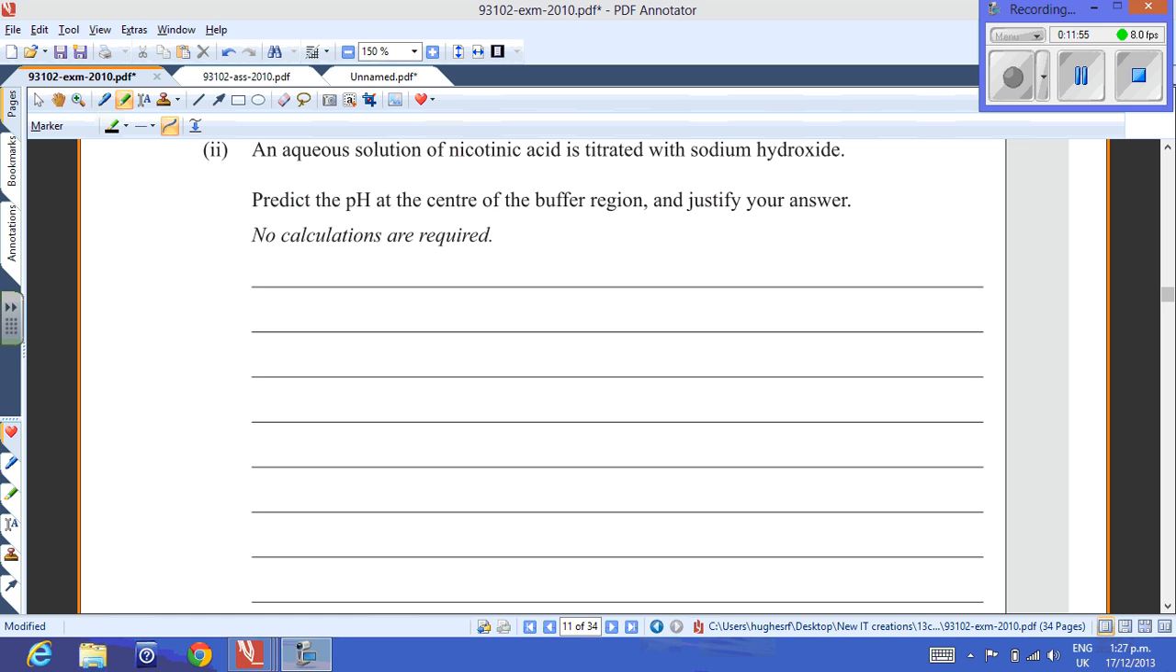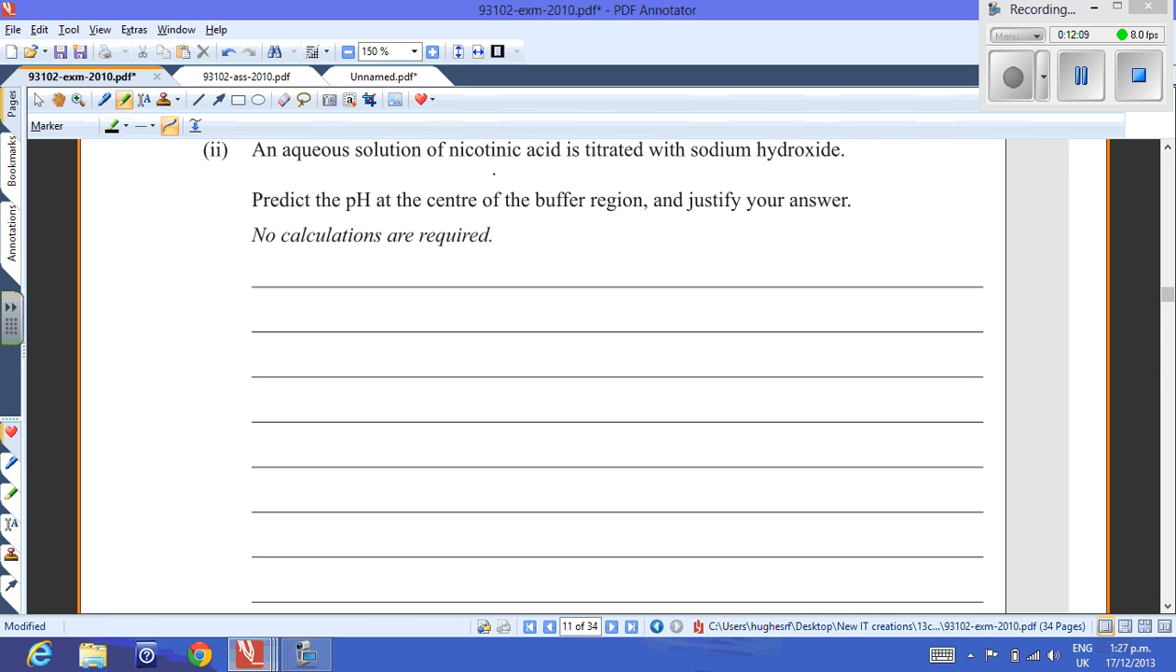Now, the second part of question 3, part A, is just a simple relationship between pH and pKa at the midpoint of a buffer. So an aqueous solution of nicotinic acid is titrated with sodium hydroxide. So this can be considered a weak acid strong base titration. Predict the pH at the center of the buffer region, which is the midpoint pH, and justify your answer.